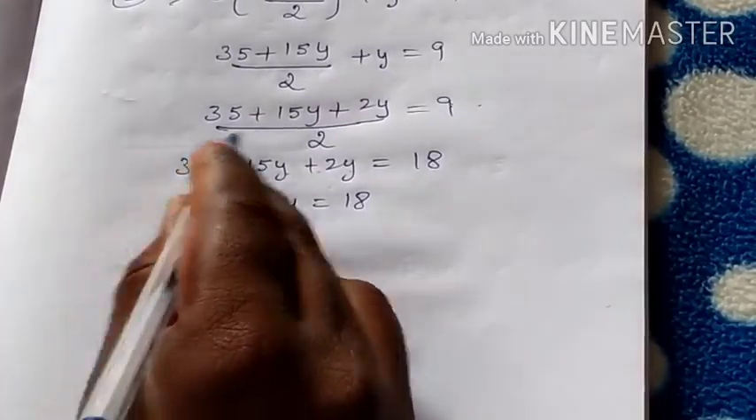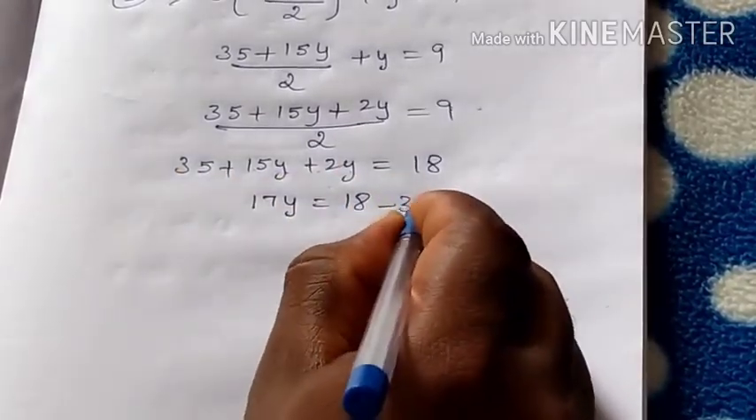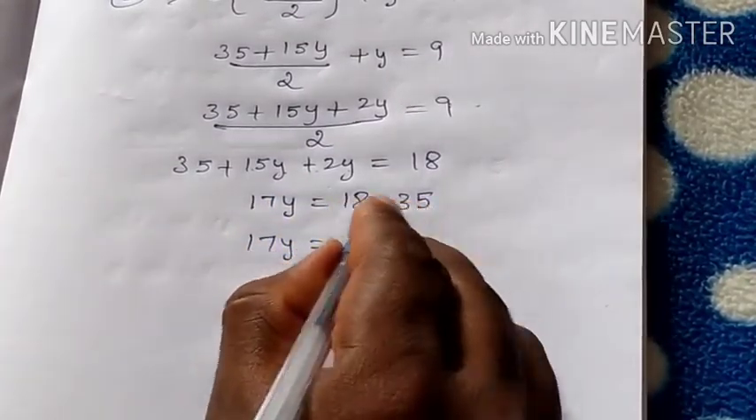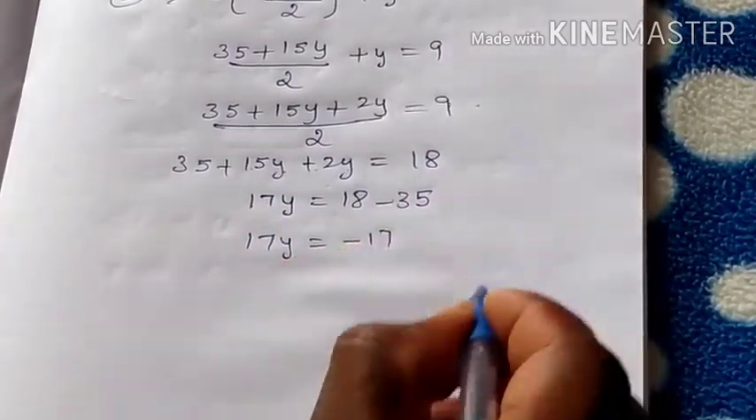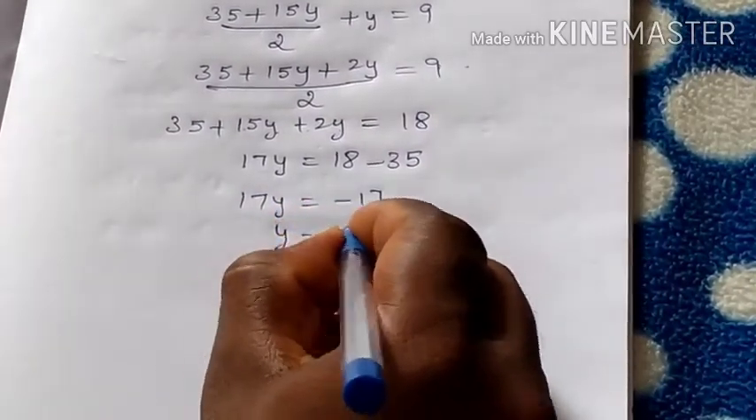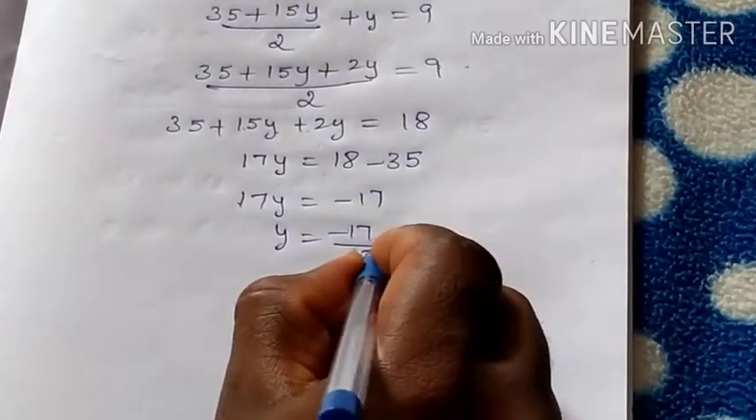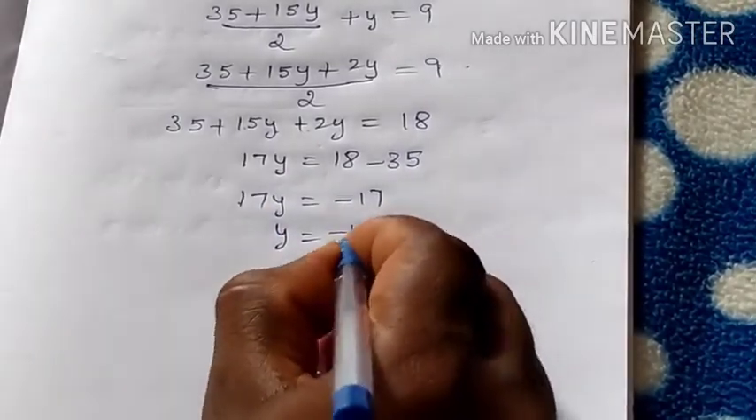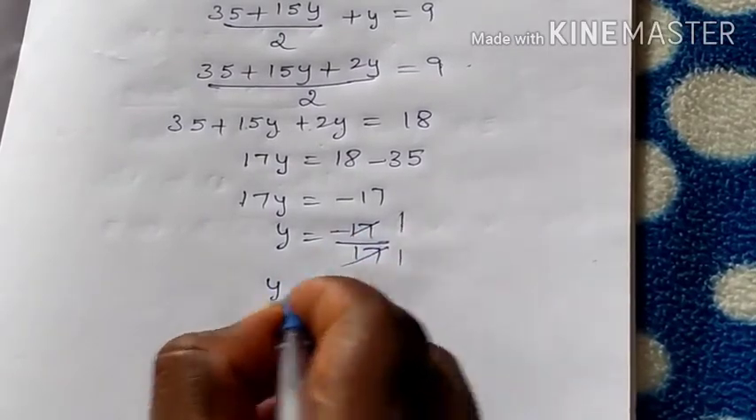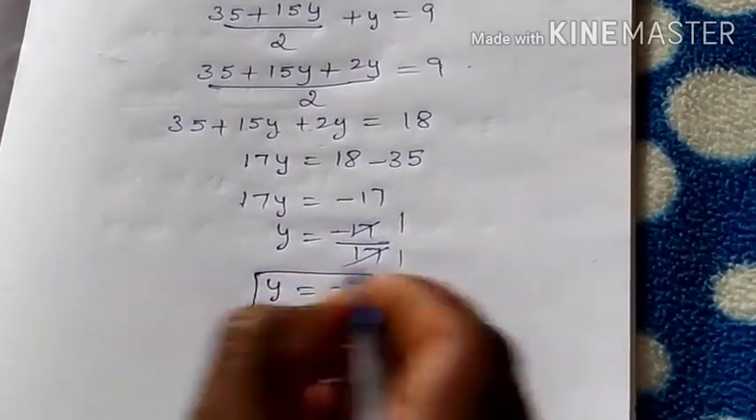This 35, making the transposition, we get minus 35. Then 17y is equal to, subtracting both values, minus 17. Then y is equal to minus 17 divided by 17. 17 ones are 17. Therefore, the value of y is minus 1.